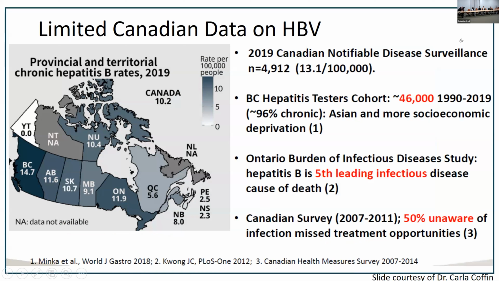So in Canada, we have variation even amongst the provinces in terms of being able to monitor these things. One Canadian survey suggested that, actually, we're probably not doing so great, and there's probably about 50% of people that aren't even aware that they have infection.